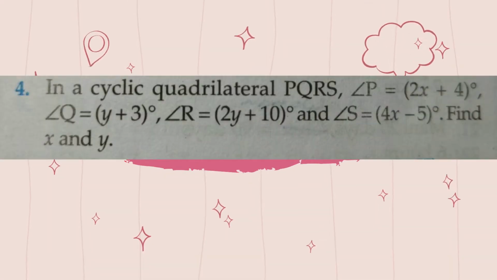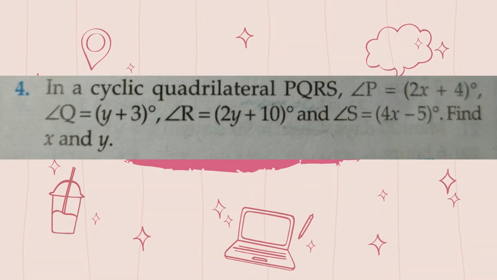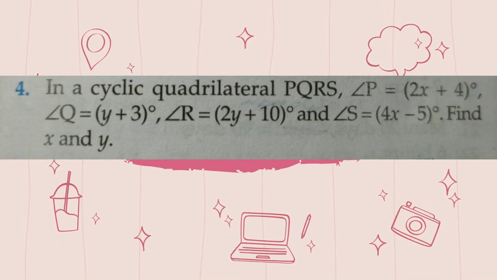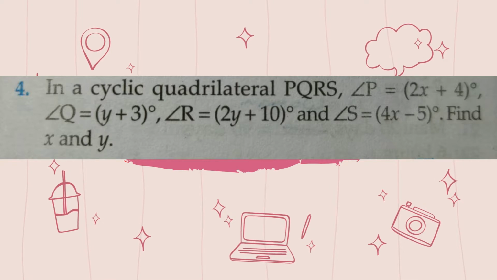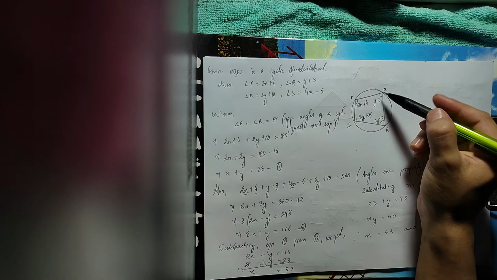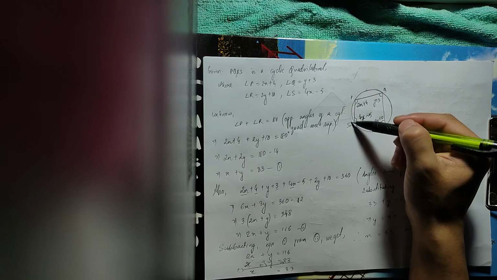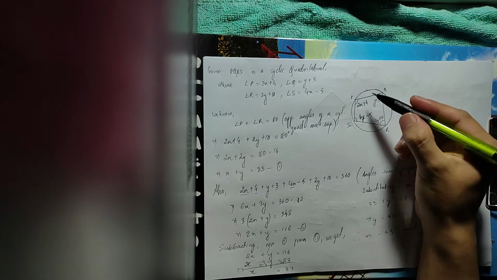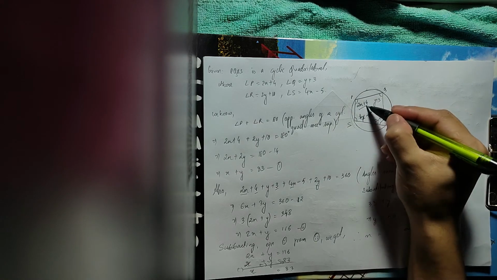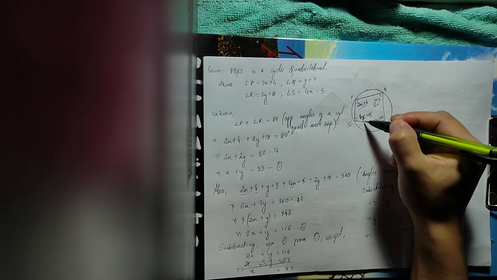Let us see one more question shown on the screen. In a cyclic quadrilateral PQRS, angle P is equal to 2x plus 4, Q is equal to y plus 3, R is equal to 2y plus 10, and S is equal to 4x minus 5. So what do we mean by cyclic quadrilateral? It is basically a quadrilateral inside a circle. Okay, so let's mark the quadrilateral, that is PQRS. This is P, Q, R and S.